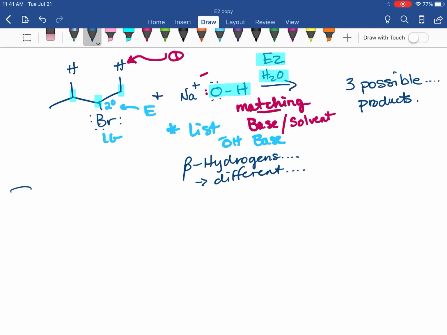Okay, let's start first with this beta hydrogen. Let's start here first. I'm going to go ahead and draw the mechanism, and we're going to look at all of them. So I'm going to include this beta hydrogen, and I'm going to take that OH minus.